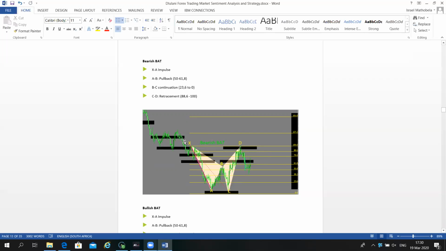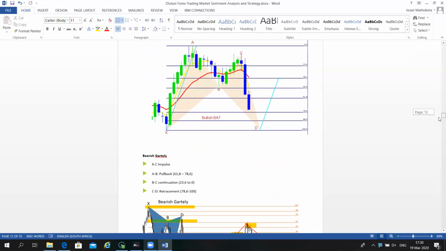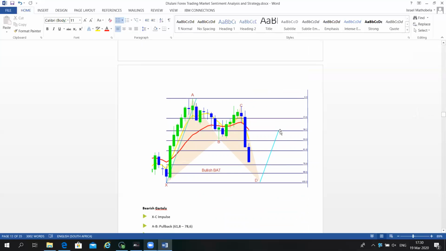So where it starts, you draw an X, and then that is the first leg, and then where the pullback or the retracement starts, it's A, projection to B, continuation to C, then pullback or a change in direction all the way to D. Then your take profit is between the 61.8 and the 38.2, or you can just say your take profit is 38.2 or 61.8. Right, this is your bullish bet.